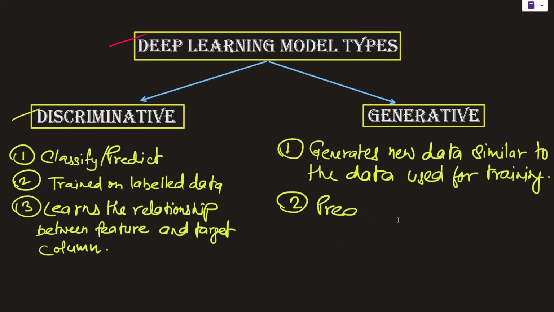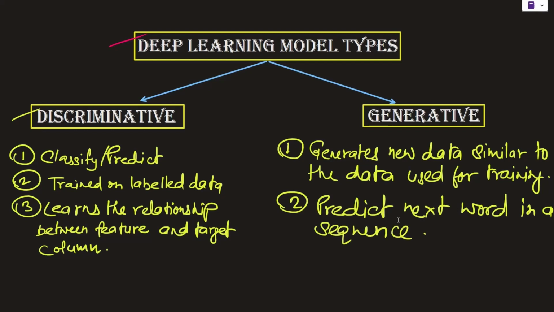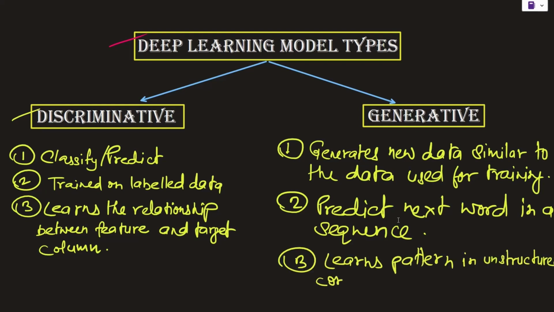These types of models have the capability to predict the next word in a given sequence. For example, if you are writing an email in your Gmail application, then you must have noticed how it predicts or suggests upcoming words. If you are typing "please find the CV," then by itself it will suggest "attached to the email." So that model is also a very good example of a generative deep learning model. Also, these models learn the patterns in unstructured content to generate similar new content.